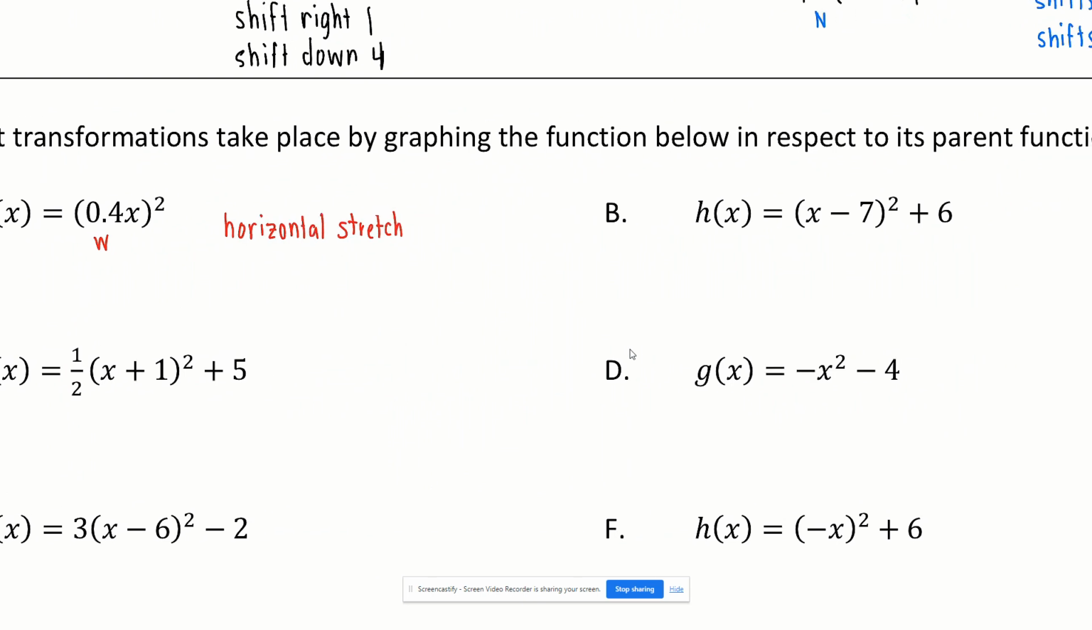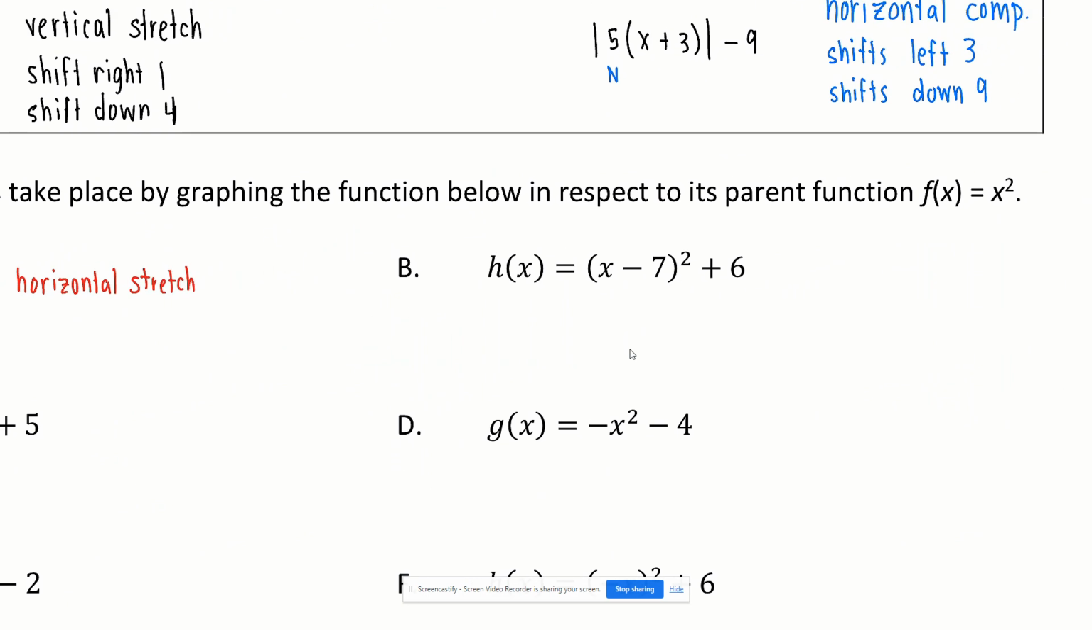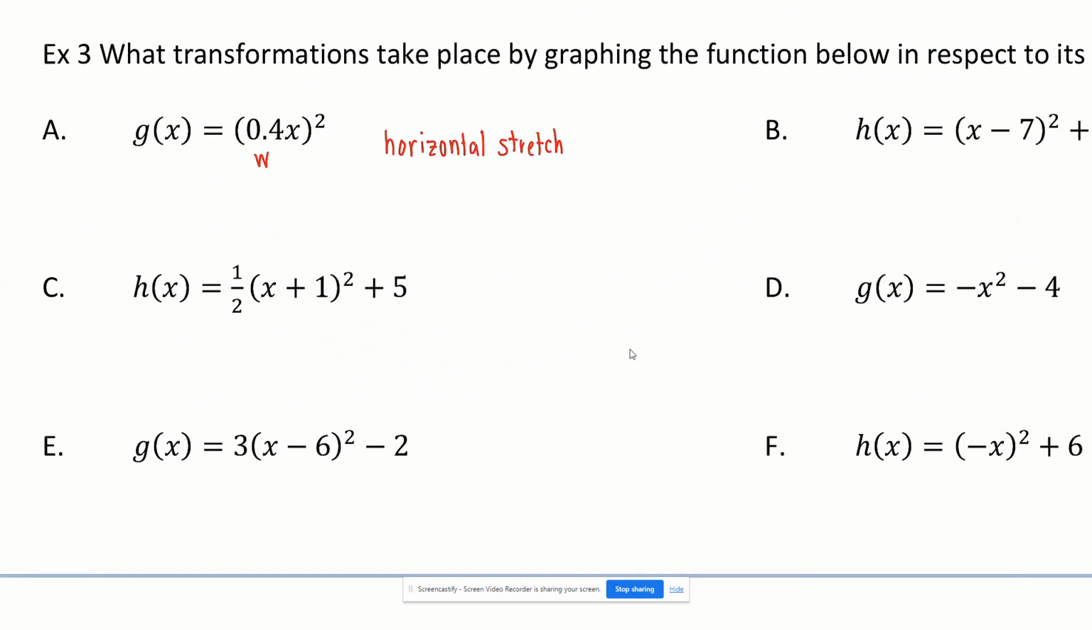Okay, look at B. It's got a couple things. I'm subtracting 7 inside, so that's horizontal shift. It's the opposite, so this thing's shifting positive 7, which means shifting right 7. That plus 6 is on the outside. That's vertical shift, and it is what it is, so it's also shifting up 6. Okay, let's keep on moving.